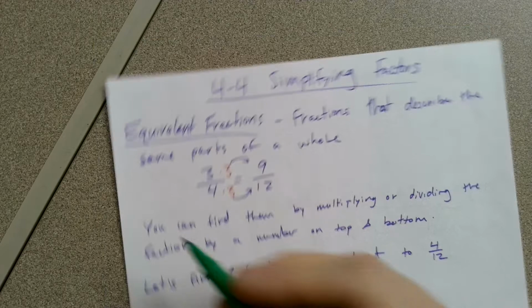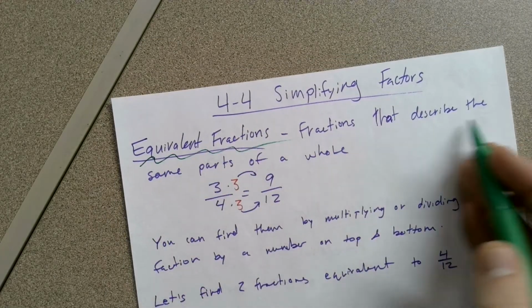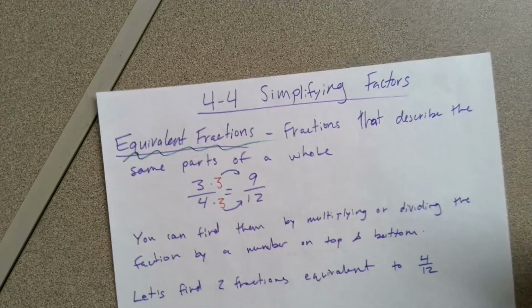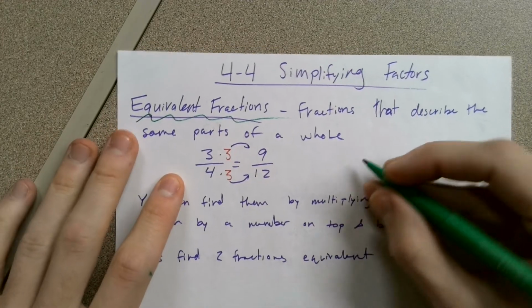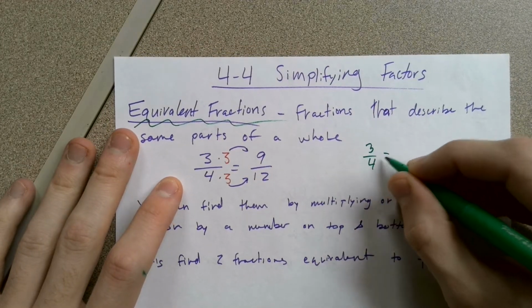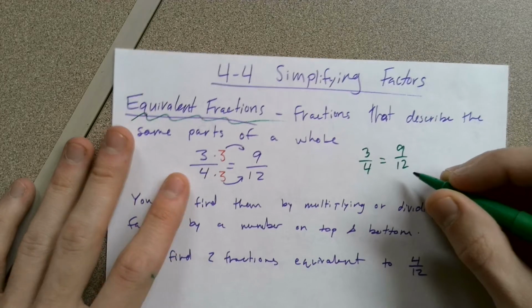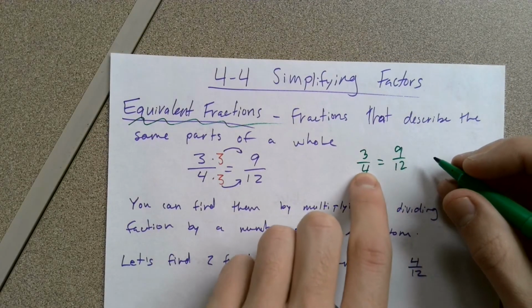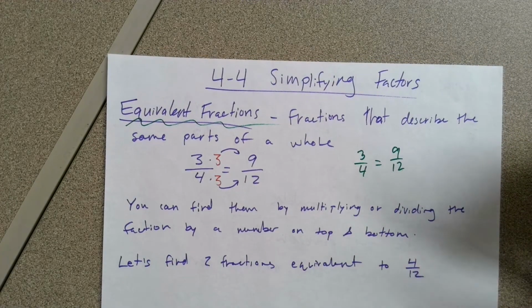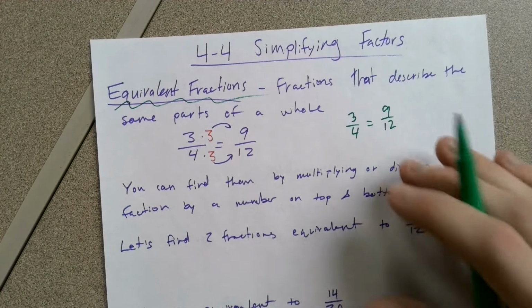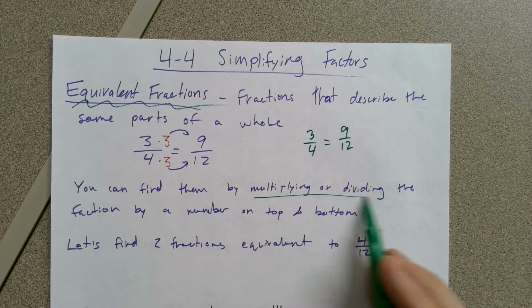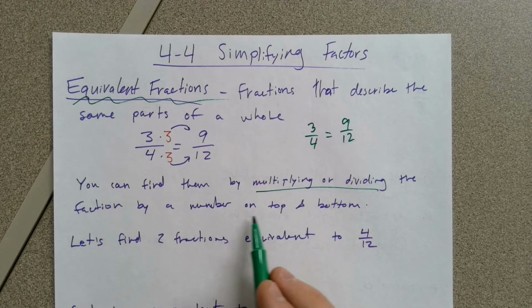This is something that you've learned before. Equivalent fractions are fractions that describe the same parts of a whole. So we know that 3/4 is the same thing as 9/12. We can simplify them to be the same. Equivalent fractions are anything that is equivalent to one another. You can find them by multiplying or dividing the fraction by a number on top and bottom.